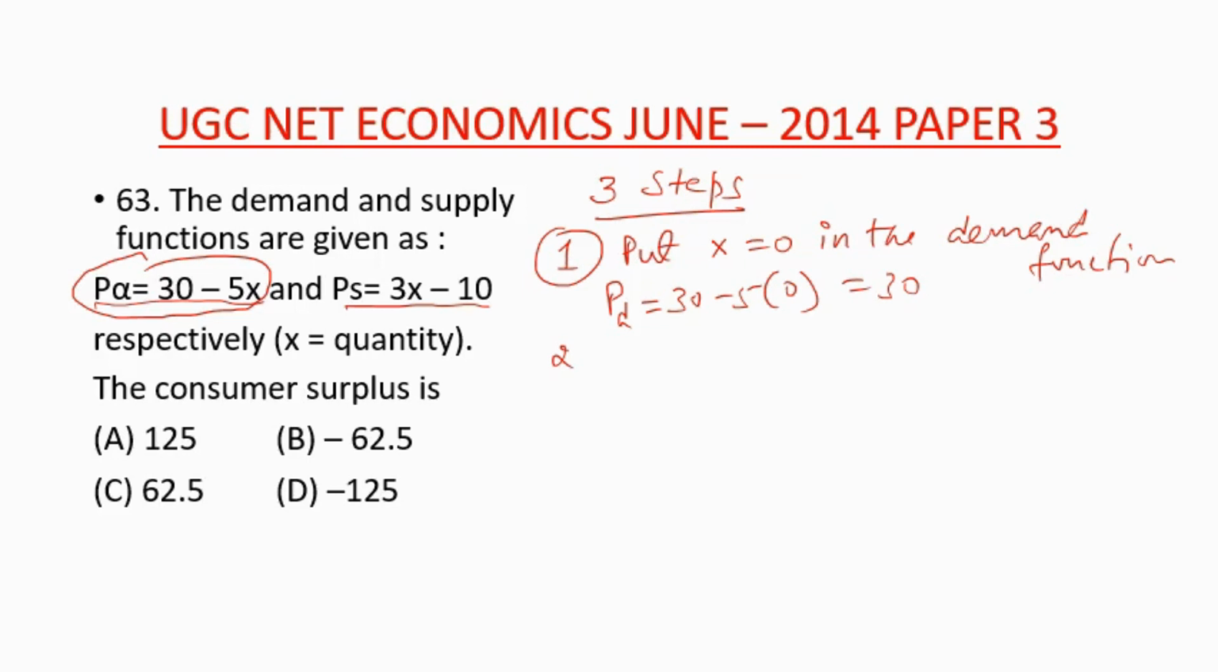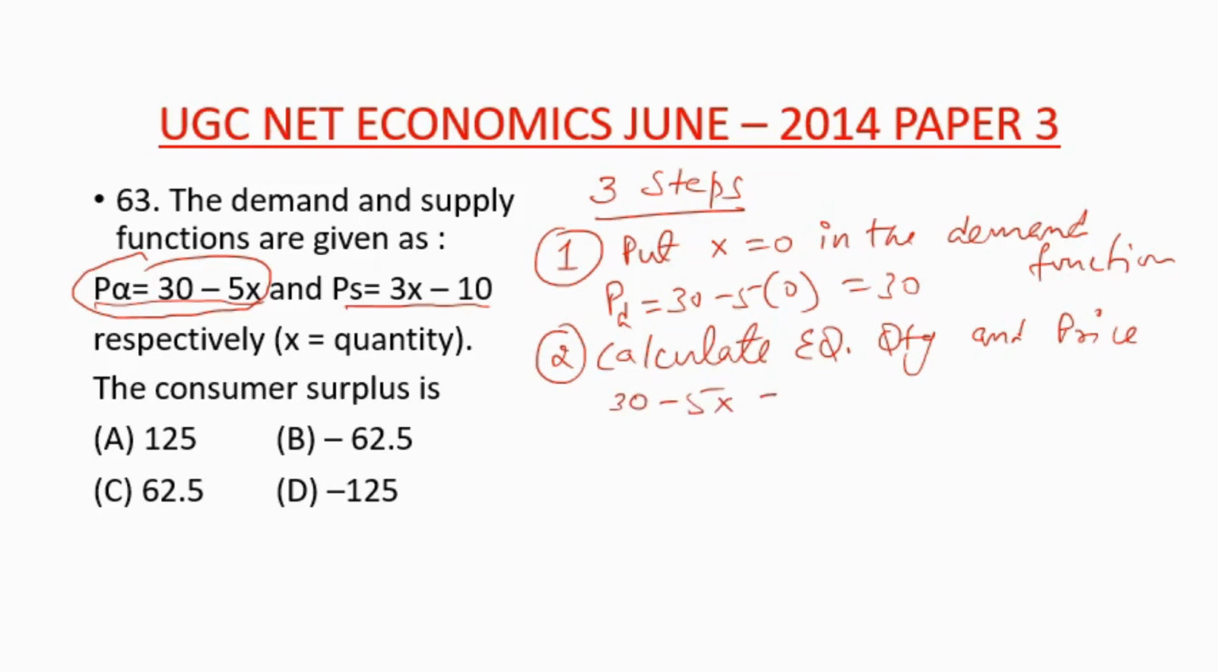Now step 2, calculate equilibrium quantity and price by equating these two functions. So 30 minus 5x equals 3x minus 10. If we solve it, what do we get?